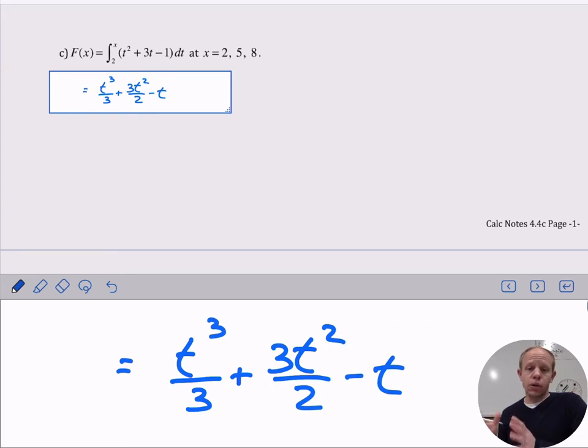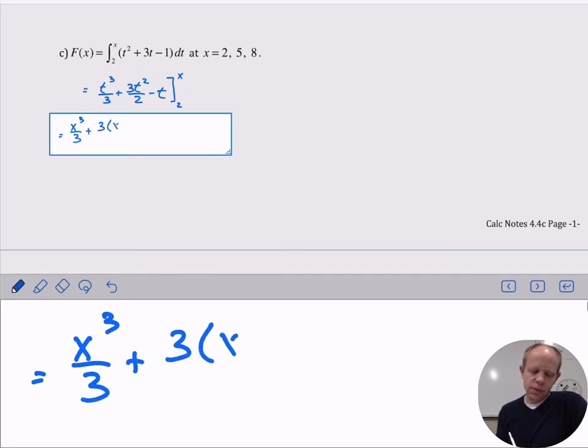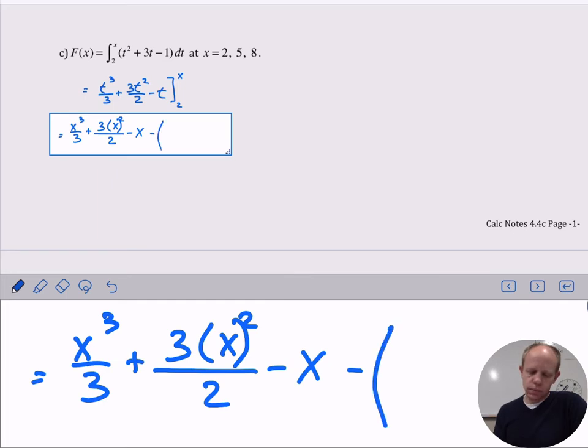Okay, and notice when you antiderive this, you're never going to get a constant here. It just doesn't work because everything has to go up a power. Now this is going to be from 2 to x. In this case, we're not starting at 0, so we do have to calculate what's happening at 2. So we're going to plug in x first. So we'll have x cubed over 3 plus 3 times x squared over 2 minus x, and then we're going to subtract what's happening at 2.